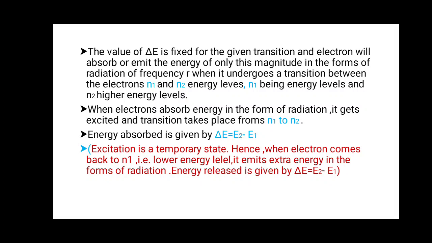Excitation is a temporary state. Hence, when the electron comes back to n1, the lower energy level, it emits the extra energy in the form of radiation. The energy released is given by delta E equals E2 minus E1.